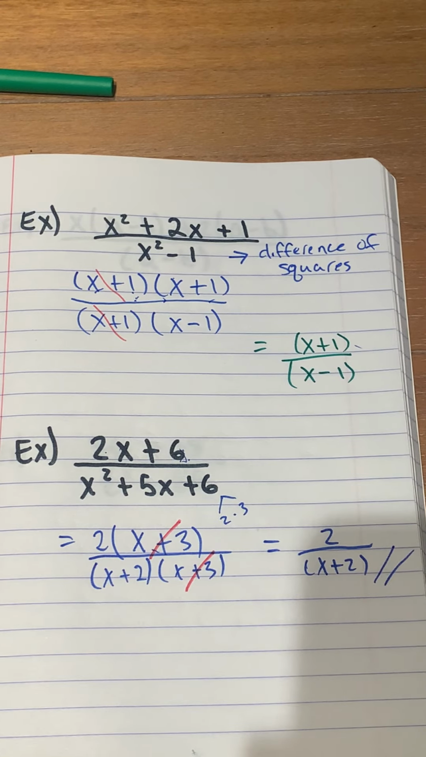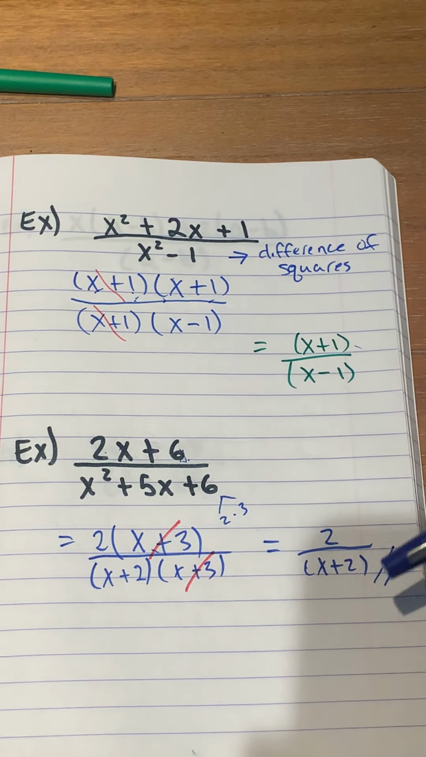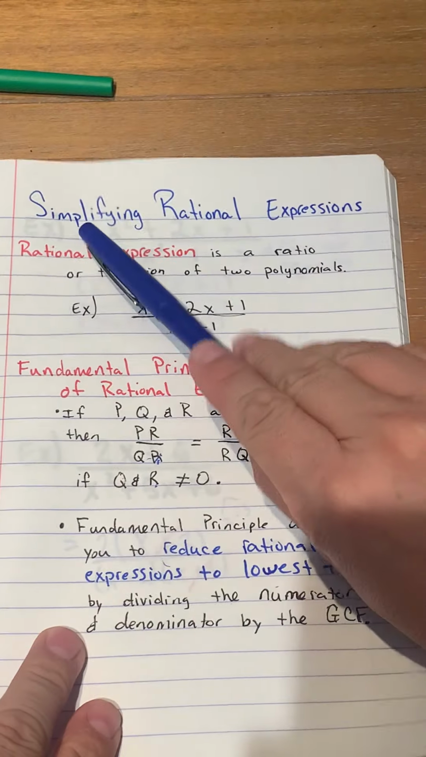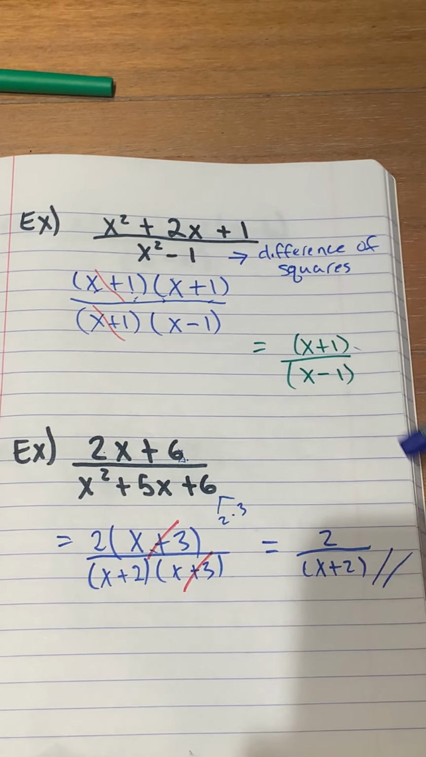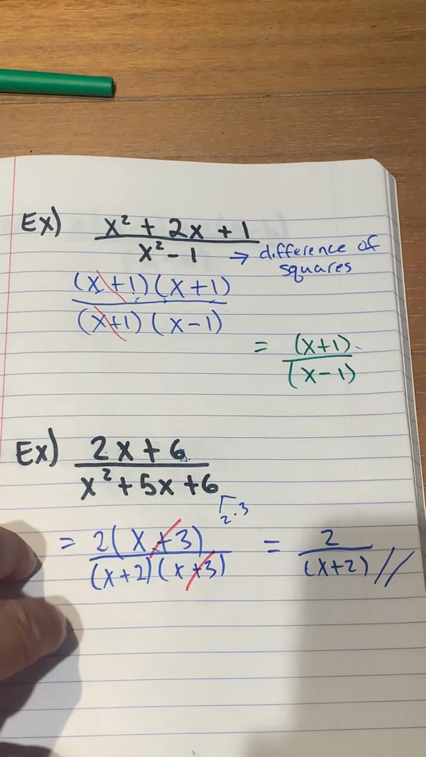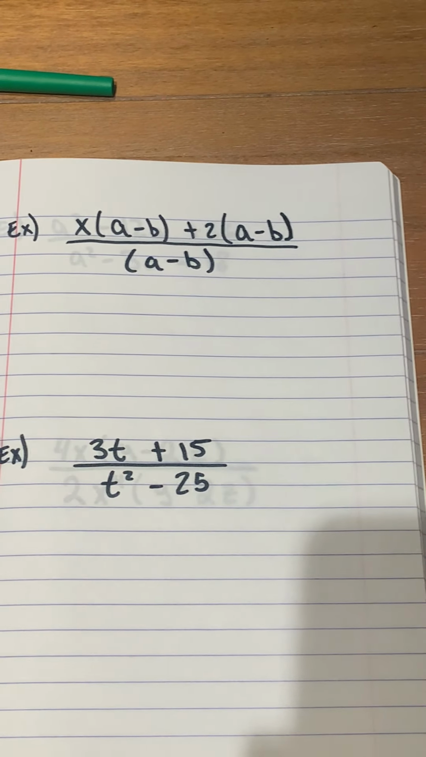So hopefully you're understanding what's going on here. I'm factoring out the top term and rewriting it in the simplest form, simplifying rational expressions. From here, this will allow me to find my zeros a little bit easier. Just keep that in mind.